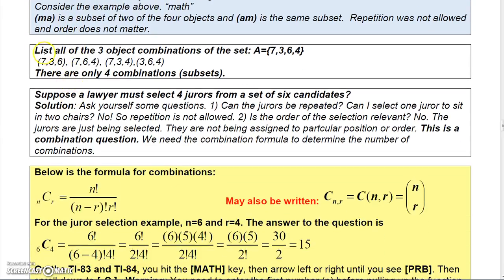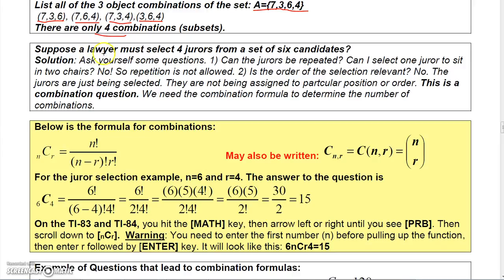Okay, now let's go back to these numbers and see how many 3-object, or 3-element, subsets are possible. If we list them out like this, 736 would be the same subset regardless of the order I gave it. Even if I said 376, that would still be the same subset. 764 would be the same subset no matter what order I gave it. 734 is the same subset. 364 is the same subset. So there are only 4.